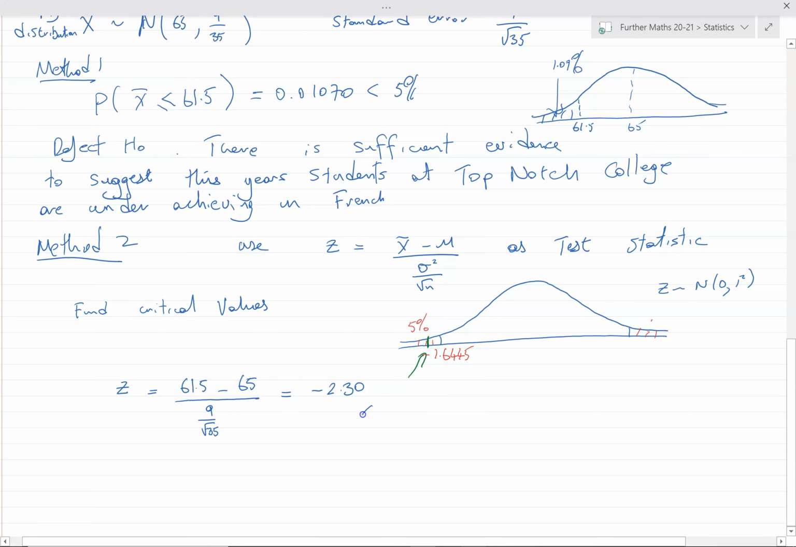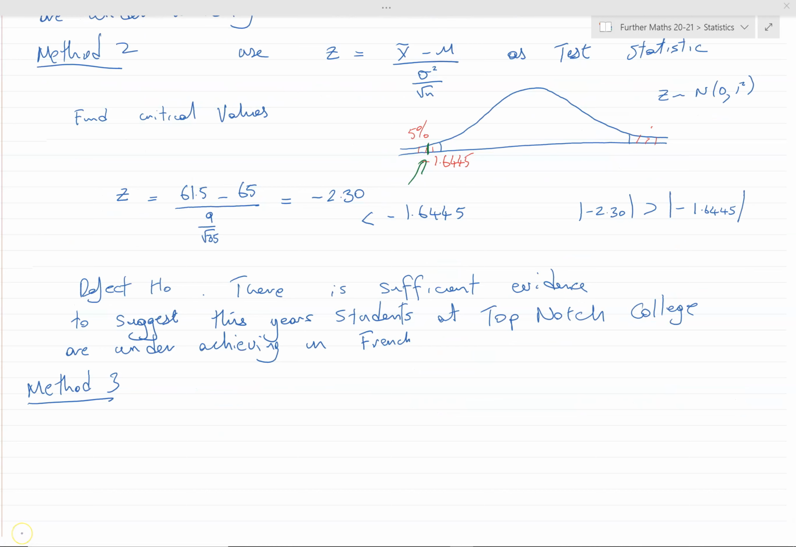Okay, so we're looking at the left-hand tail. That number there, changing the colour back to blue, is less than our critical value, minus 1.6445. Or if you prefer to think in moduli form, the modulus of it is actually more than the modulus of minus 1.6445. Either way, we're in our critical region for Z. We're beyond our critical value, so we reject H naught and all the rest of it.